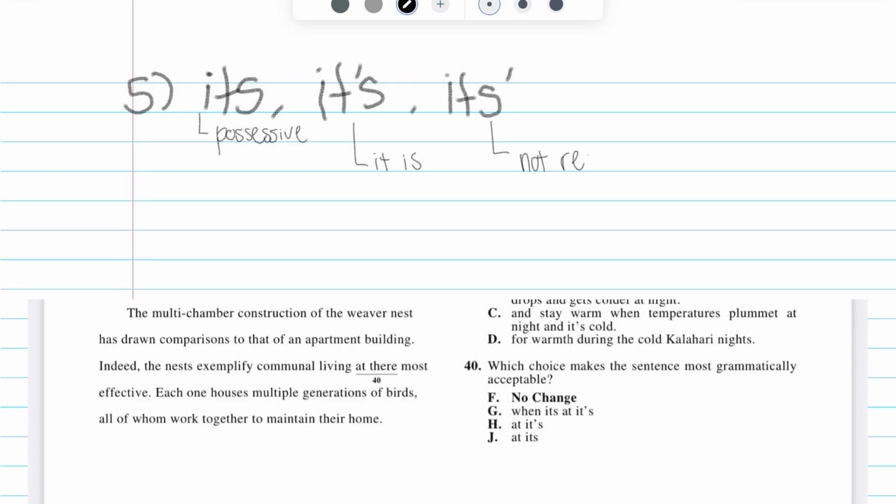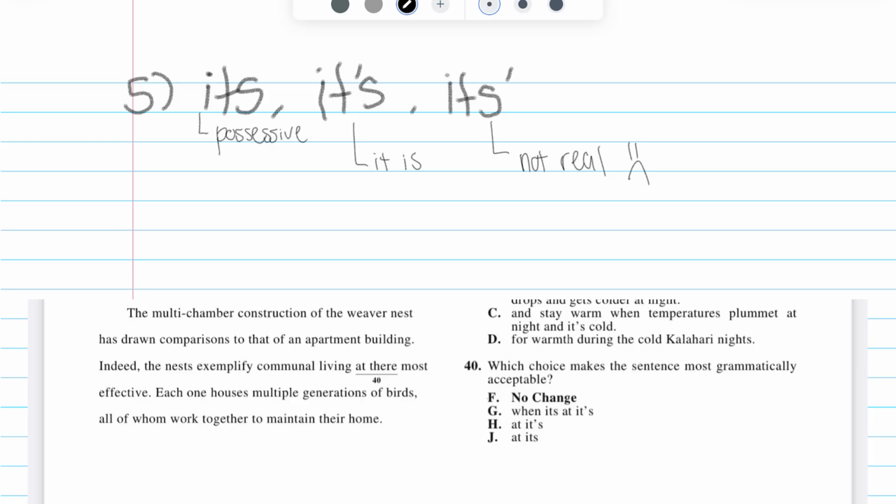So how you test that in context is on number 40. Which choice makes the sentence most grammatically acceptable? So once you know the its, you know what they're focusing on. So on number 40, it says the multi-chamber construction of the weaver nests has drawn comparisons to that of an apartment building. Indeed, the nests exemplify communal living at their most effective.